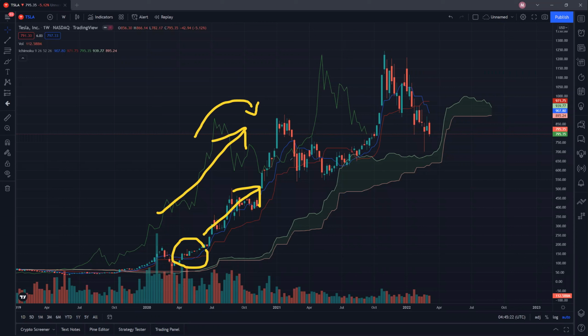You can see that the only time Tesla actually broke down was during this period here, and this was about $600. So you actually made almost $400 to $500 in profit. So that is quite good and handsome profits.